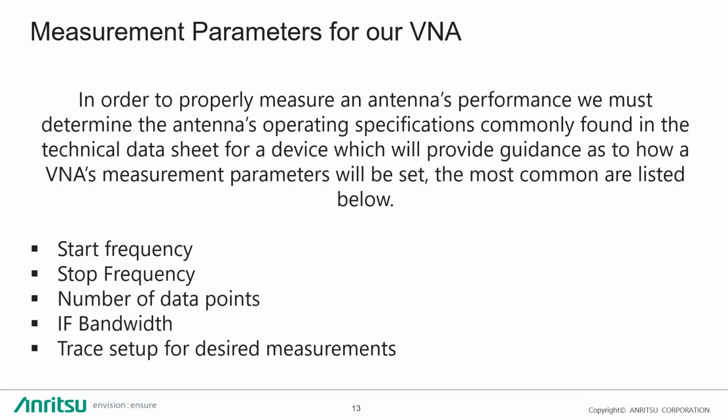So first thing we have to do in order to measure an antenna's performance is determine the specifications from the technical data sheet, and that is going to tell us what the start frequency is, what the stop frequency is that the antenna is designed to operate in. And then we're going to choose the number of data points and IF bandwidth, and we'll set up the traces for our desired measurements.